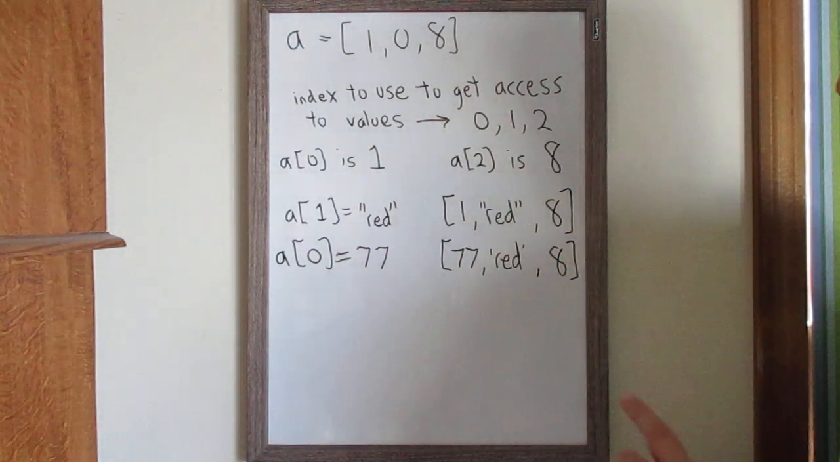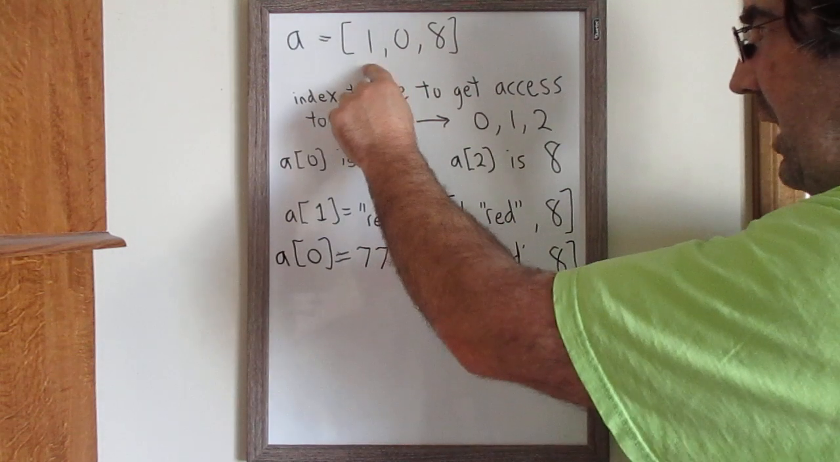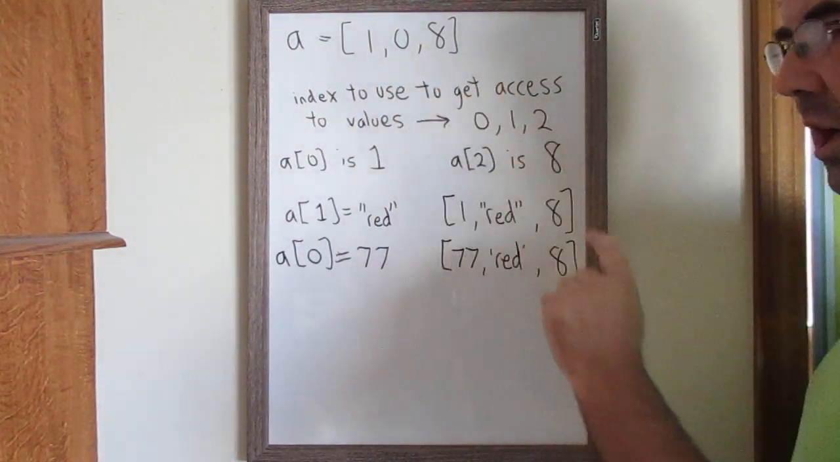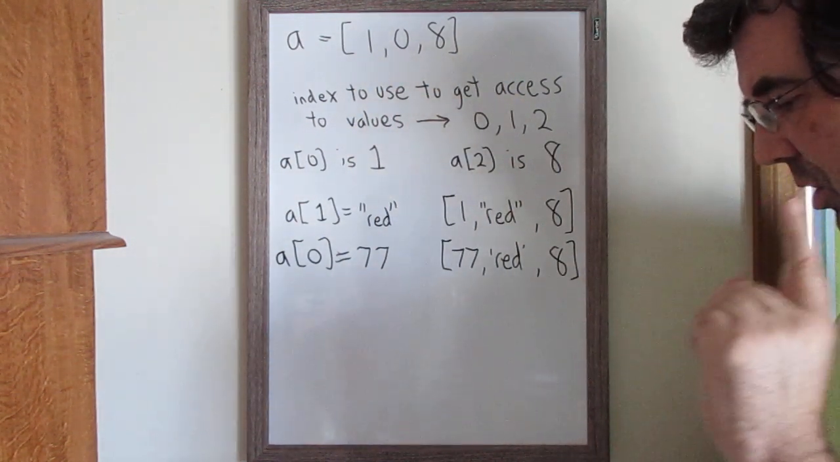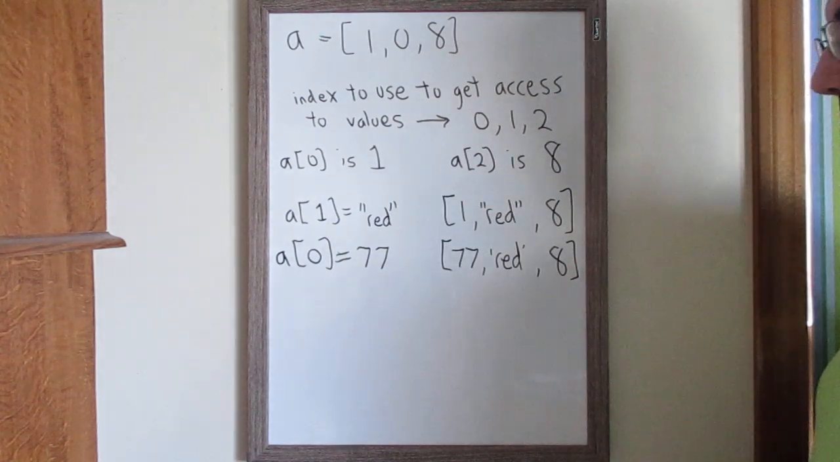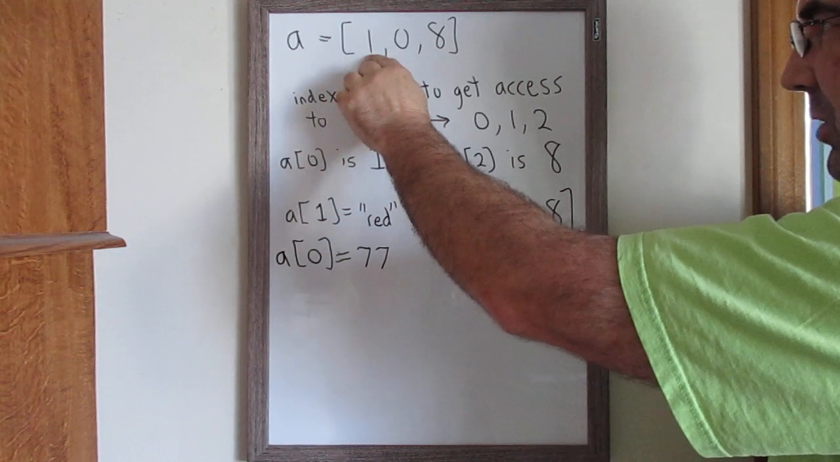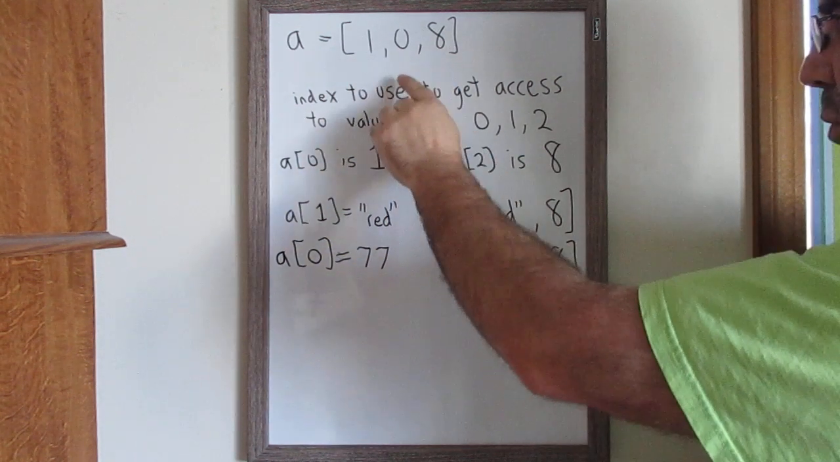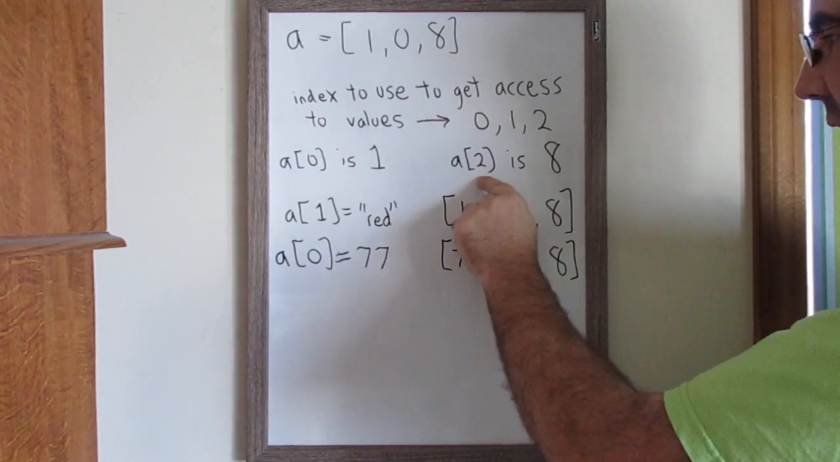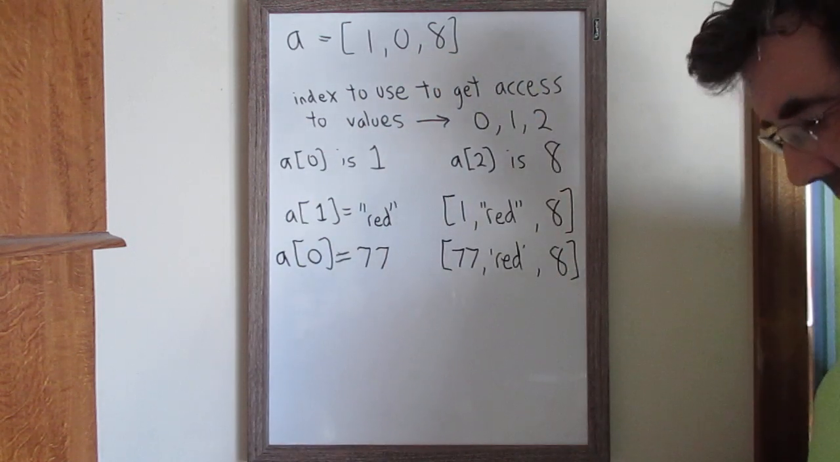The index you use to get access to the value is 0, 1, 2. You begin with 0. You don't begin with 1. That's a common mistake. So A0 is 1, A1 is 0, and A2 is 8.